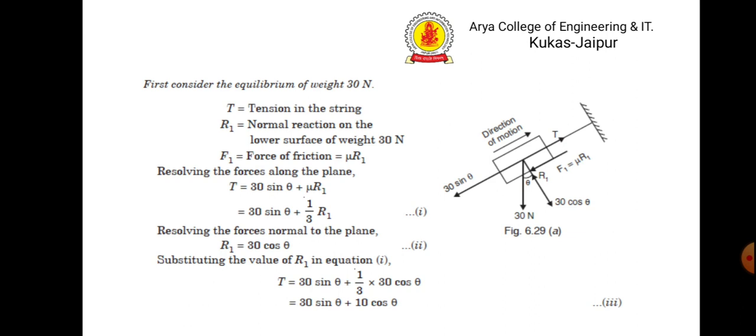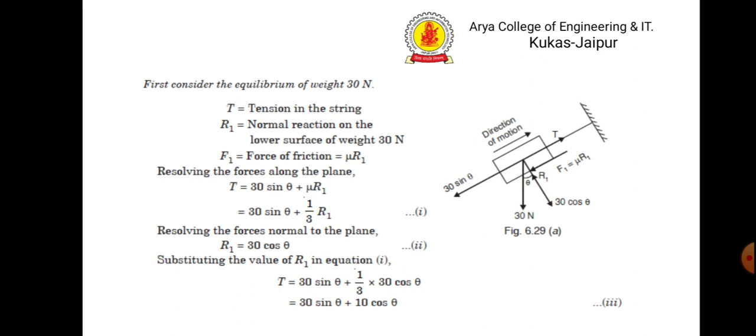Now we resolve the forces. If we resolve the forces along the plane, this will be T equals 30 sin theta plus mu R1, and if we resolve the forces perpendicular to the plane, R1 will be in the upper direction, equals 30 cos theta. So if we put the value in equation number 1, we get T equals 30 sin theta plus 10 cos theta. Okay, so this is one equation.